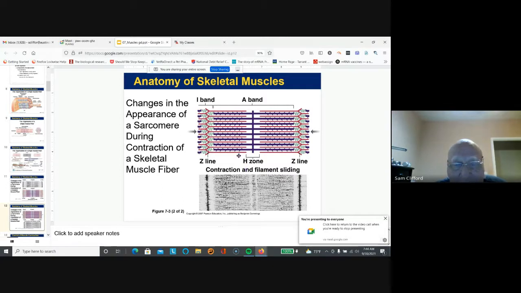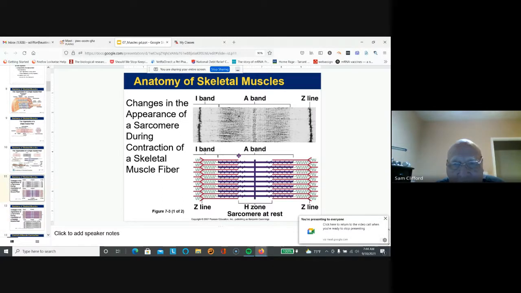So we said that when a muscle contracts, you can see the length of the sarcomere at rest is overlapping myosin with actin.